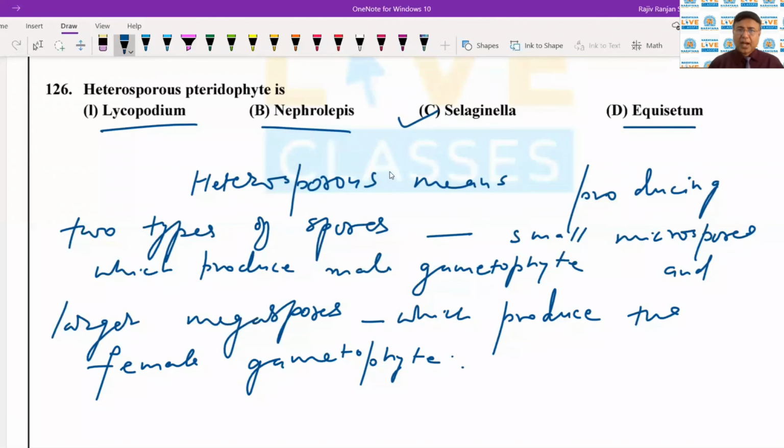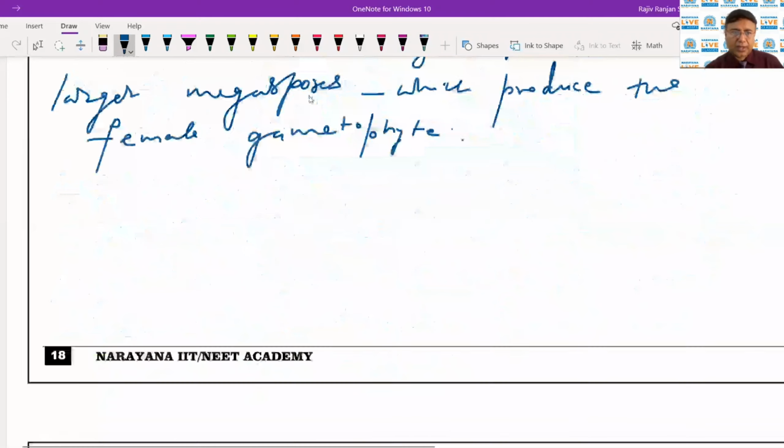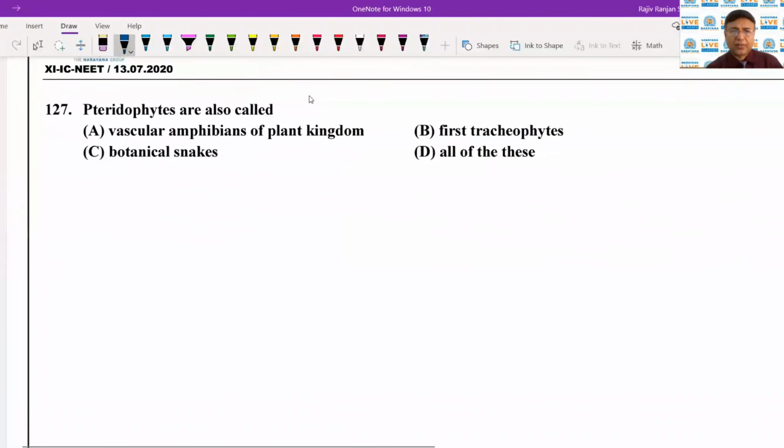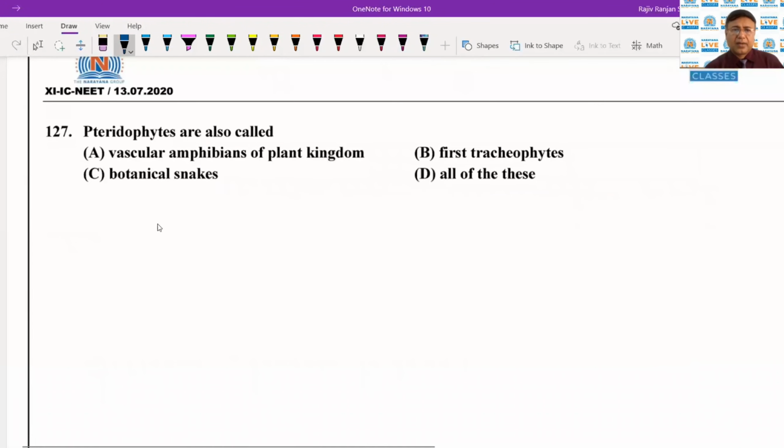And this is actually the starting of the step towards the seed habit. So next, let's see question 127. Pteridophytes are also called vascular amphibians of plant kingdom, first tracheophytes, botanical snakes, all of these.